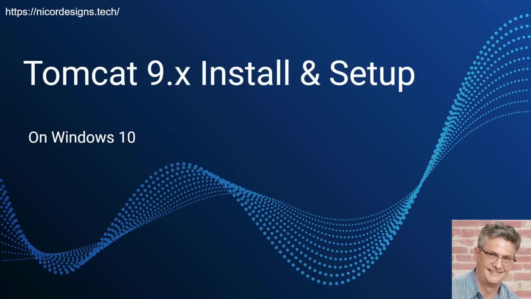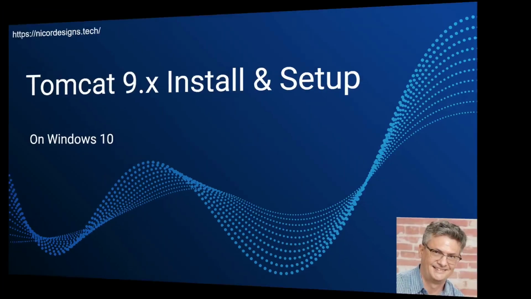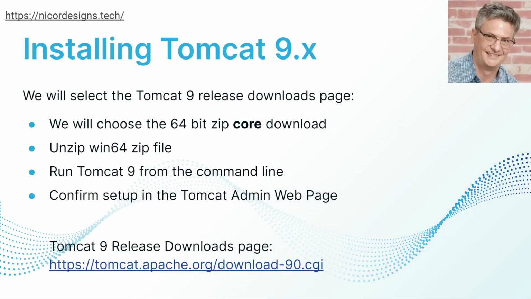In this tutorial, we will be downloading, installing, and setting up Tomcat 9 on Windows 10. We will visit the Tomcat 9 release downloads page, where we will choose the 64-bit zip file to download, and we will unzip it into our local C drive. And then we will run Tomcat 9 from the command line, and we will confirm that we have set up Tomcat correctly through the Tomcat administration web page.